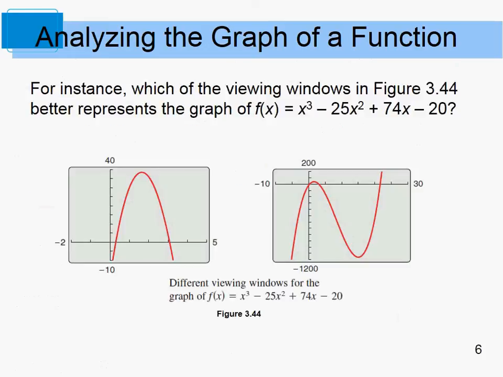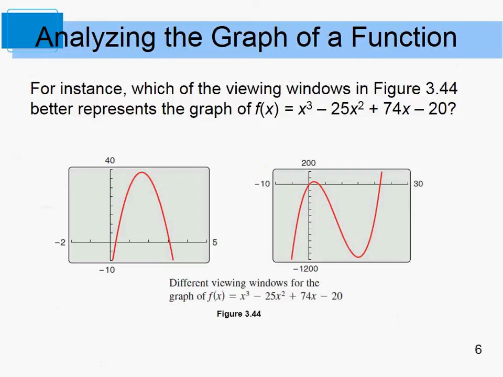If I look at these two different windows, notice it's two very different graphs, right? But they are both the graph of x cubed minus 25x squared plus 74x minus 20. This one is just zoomed in on this range right here. If you don't have a big enough window, you can't see what's really going on in the graph. If I were to graph this by hand, I'm going to have to do more than find these two x-intercepts and this relative maximum. This one goes to negative infinity, but this one doesn't. It turns around and comes back up.